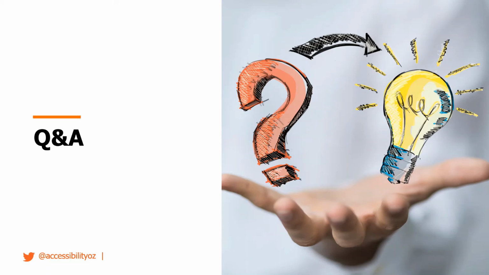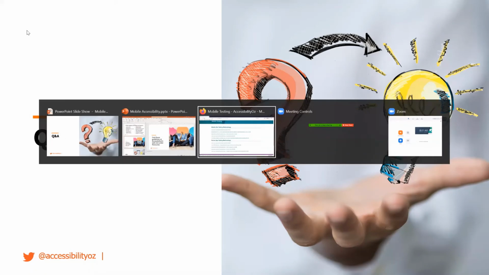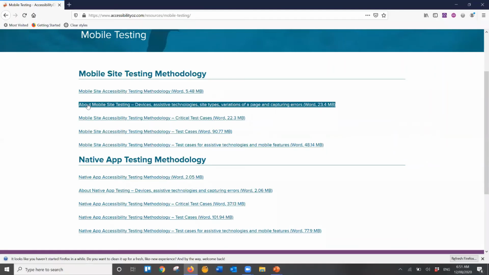Now, that's the document here. Let me just get to it. This here, the About Mobile Site Testing, talks a lot about the different types of sites and the variations of a page. So have a read of that, and it also tells you how you determine the difference between them. And if it's still confusing, let us know, because we obviously need to do some work in making it more clear.